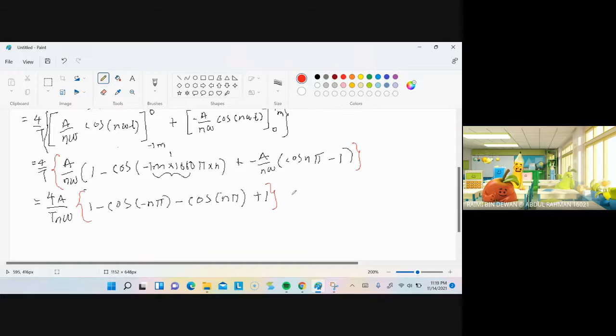From mathematics you know that cos n pi equals cos negative n pi. For example, you can put it inside your calculator. Try cos negative 90. Cos negative 90 is 0, also the same as cos 90, which is 0. So this is the property of cos. Because of this, they are like the total, and they are the same. So you have 1 plus 1 here.